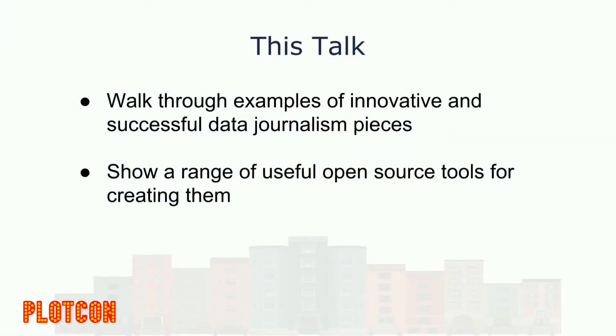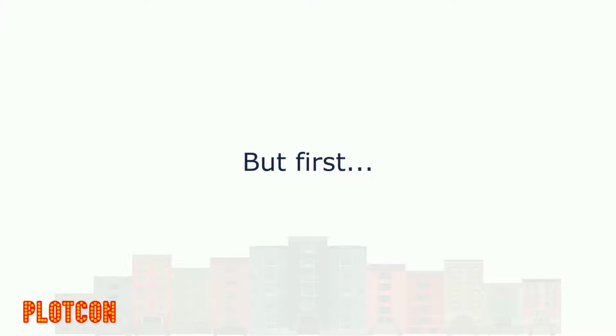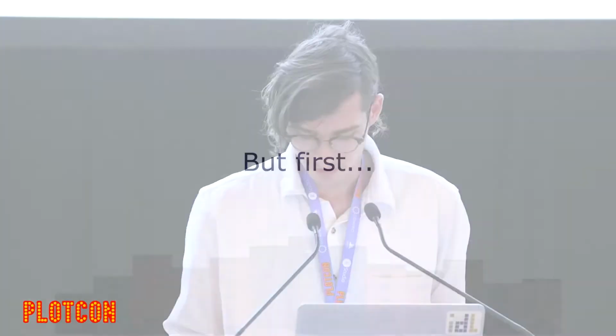And I'm going to kind of cover two main topics here. The first is I'm going to go through a bunch of examples in different areas that I find interesting and innovative and things that I think we should be doing more of. And then I'm going to cover some of the tools that people are using to create these things. But before I get into that, I kind of want to address, I guess, the elephant in the room of data journalism at this point, which is this.